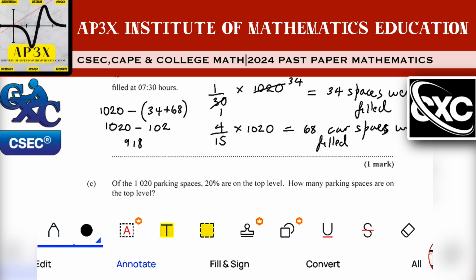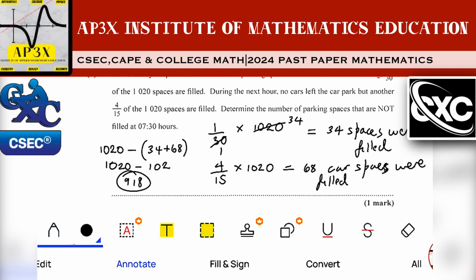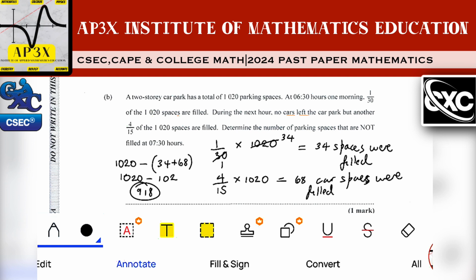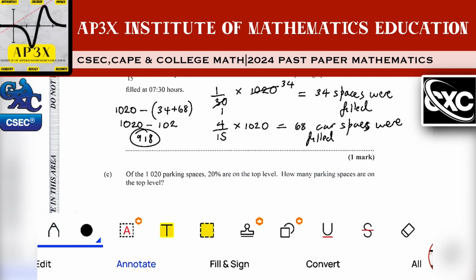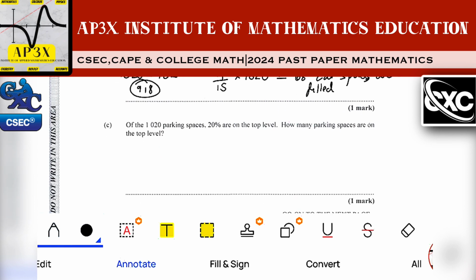918 car spaces that are currently not filled. All right, so we get 1 mark for that. And then I guess it's just 1 mark, so we didn't have to do that much work. There might be another way. We could have added the 1/30 to the 4/15 and then found it as a fraction of 1,020. So there's a couple of ways to go around that, but I think CSEC was a little bit stingy on the marks there because I think that required a little bit of thinking.